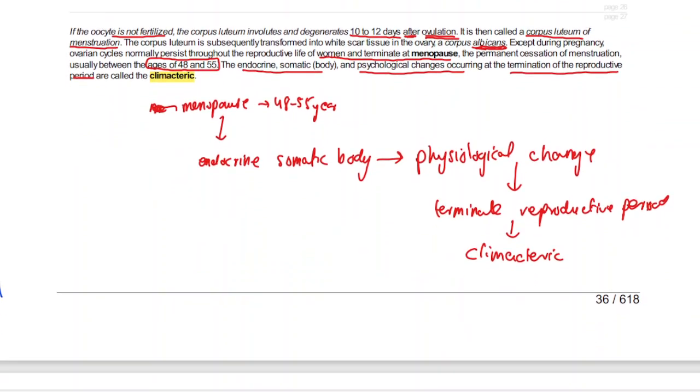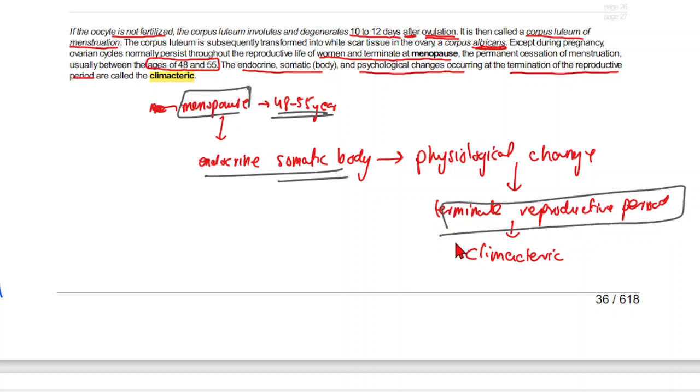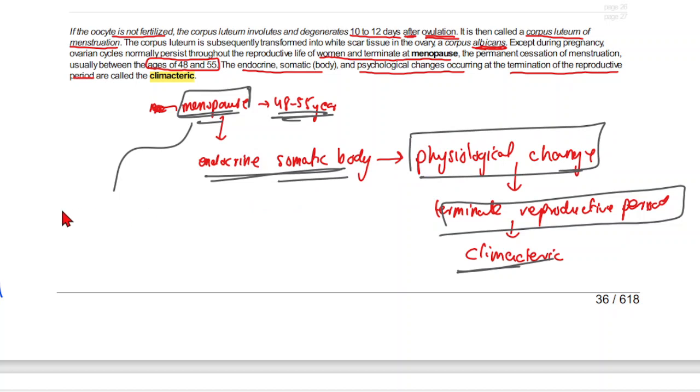Okay, another is menopause. Now what is menopause? Menopause is the physiological change of the endocrine and somatic body at about 48 to 55 years old, the termination of the reproductive period. For example, climacteric change. In the ovaries they become physiologically changed, and due to it they cannot function well.